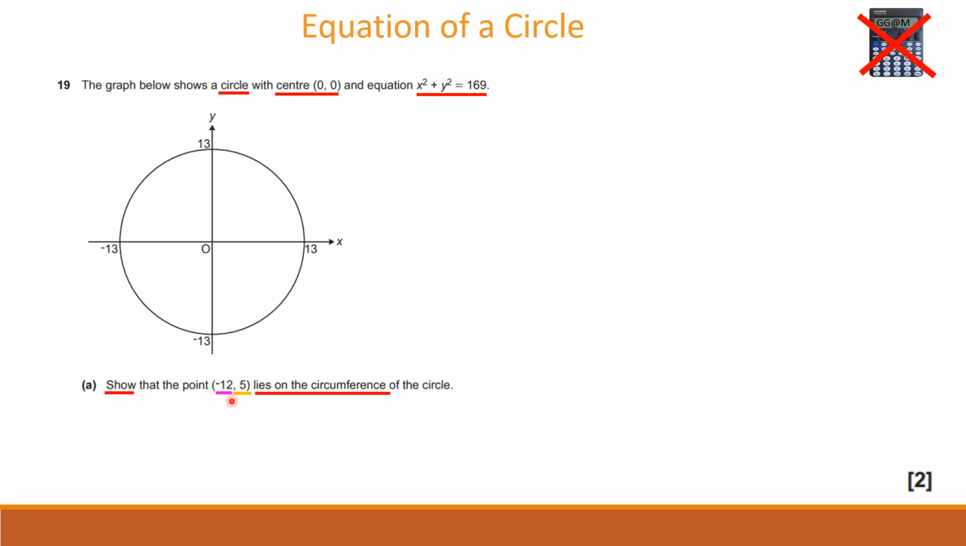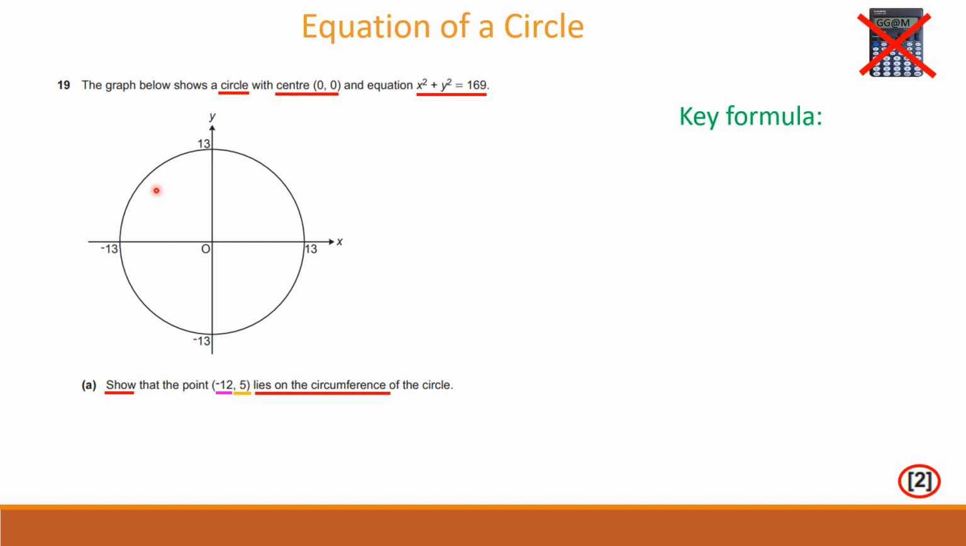Now this point here, negative 12, 5, is a coordinate negative 12 across and 5 up. So you've got to show that this is on the circumference of the circle, where the circumference is all the way around the edge. So you have to show that this point here is actually on the circumference. And this is worth 2 marks.